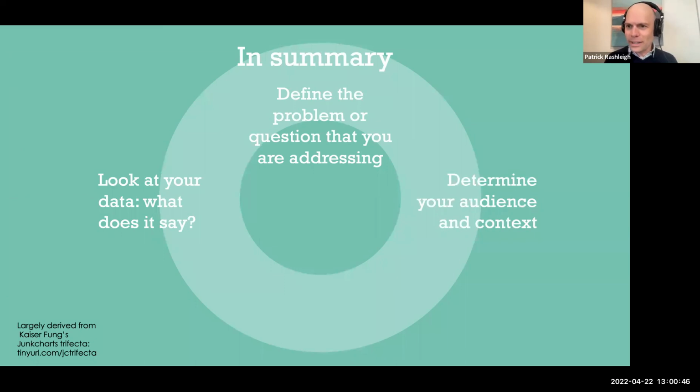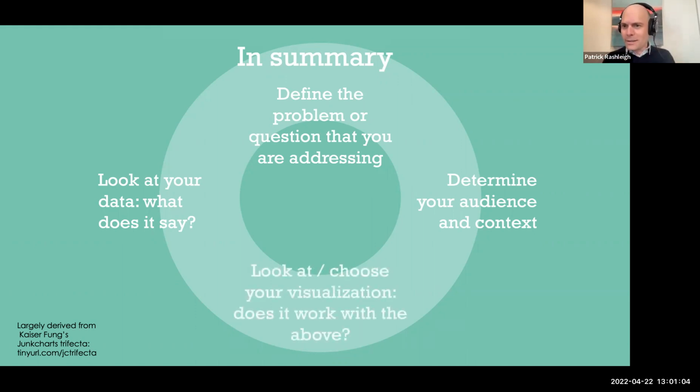And make sure you're clear about your audience and your context. Presenting on a slide is different from presenting on a poster, which is different from printing in a journal. Your audience may be an expert audience or maybe a lay audience. All of these have impact on the way you choose to represent. So if you have all three things working, you look at your visualization. Does it work with all three of those things at the top? And if they do, then you're probably in good shape. If even one of them fails, you may want to go back to the drawing board. Okay, and that's it.